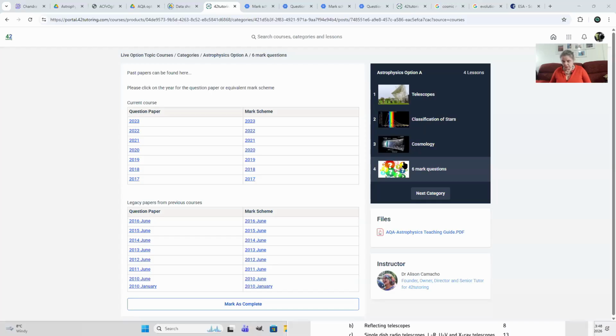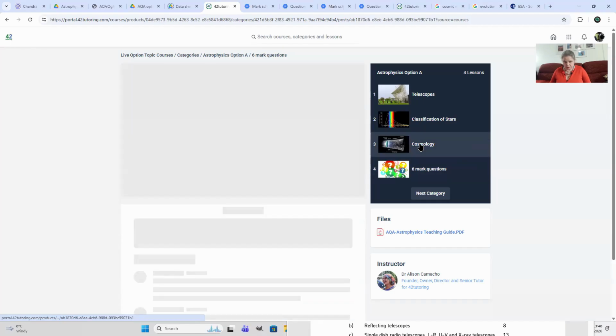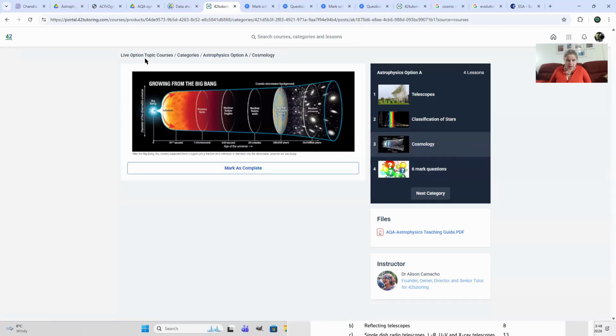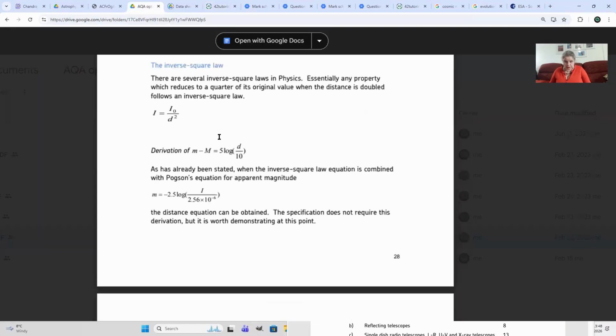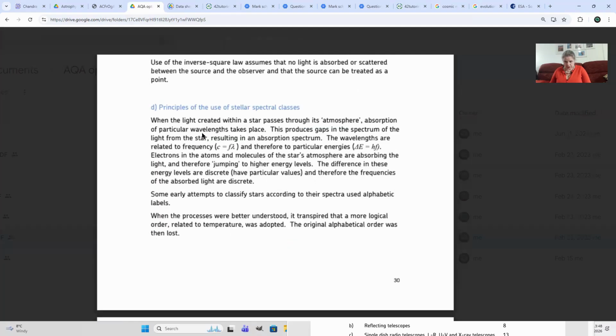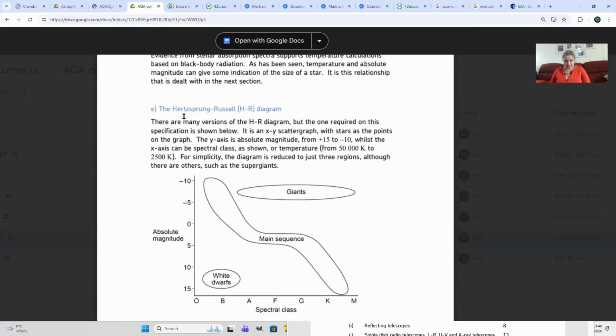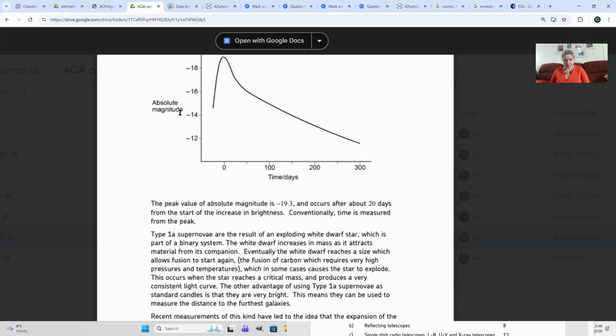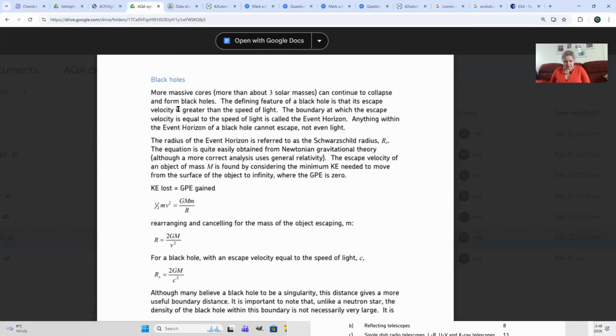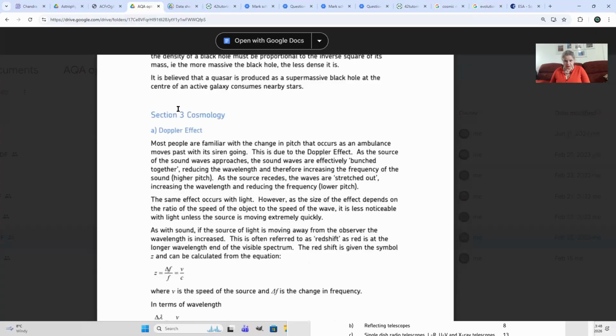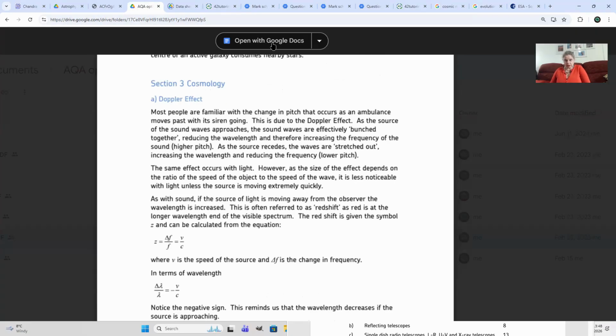So this is cosmology, and let's just share with you the bit of the, sorry, this is the 6-mark question section. Cosmology is this bit, but there's no information in there yet. What I want to do is to show you the option topic teacher's notes for this section on cosmology. So let me just scroll through to the cosmology bit. HR diagrams. Okay. Neutron stars, black holes, cosmology. There we go. So this is the section that we're going to do now.